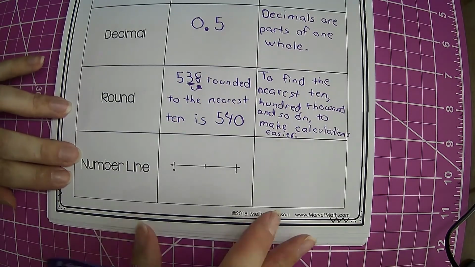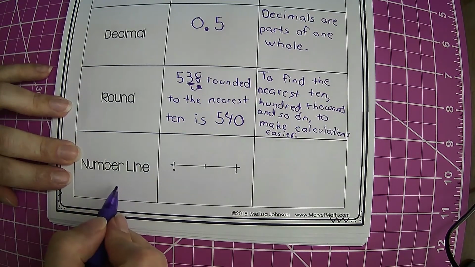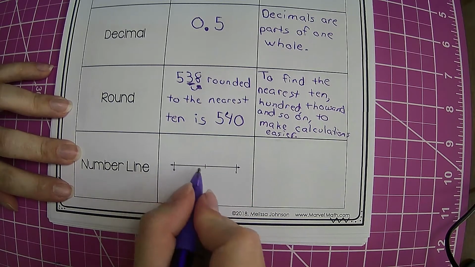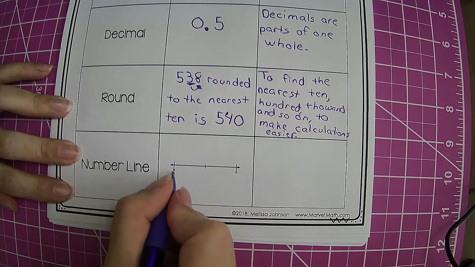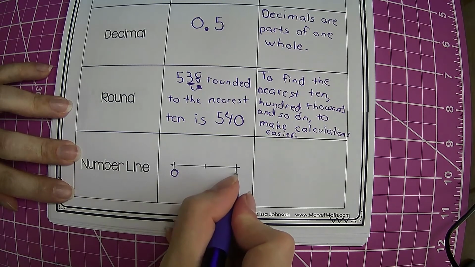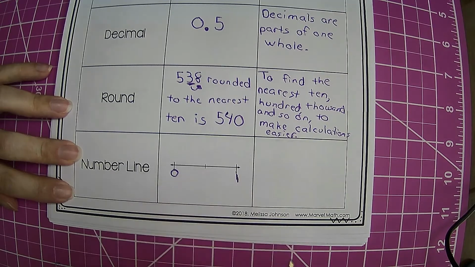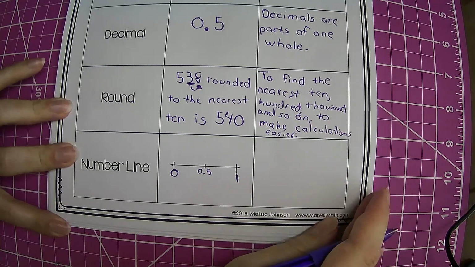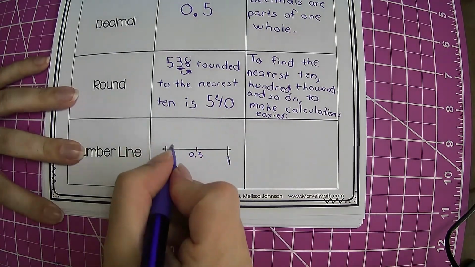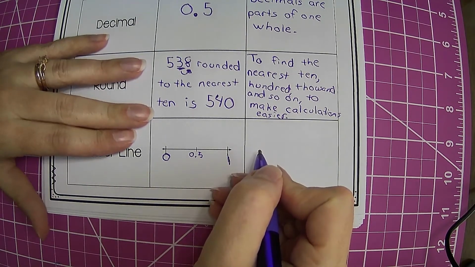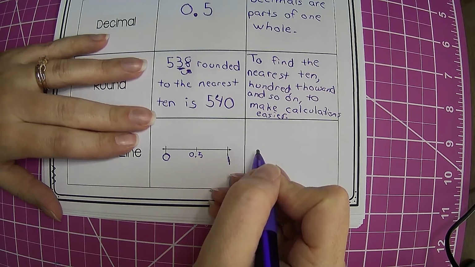Okay, next we have a number line. It already gives us our example. It's kind of hard to see, so I'm going to make it bigger. There's a 0, and there's a 1, and right here in the middle, a 0.5. So that is a number line. Those are numbers shown as a distance from 0.